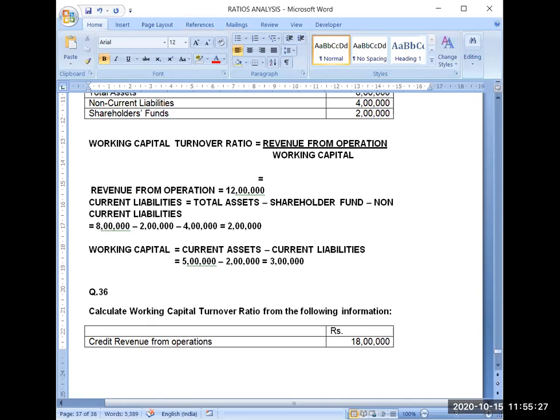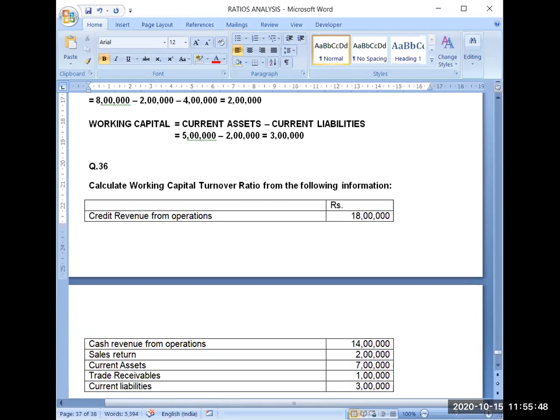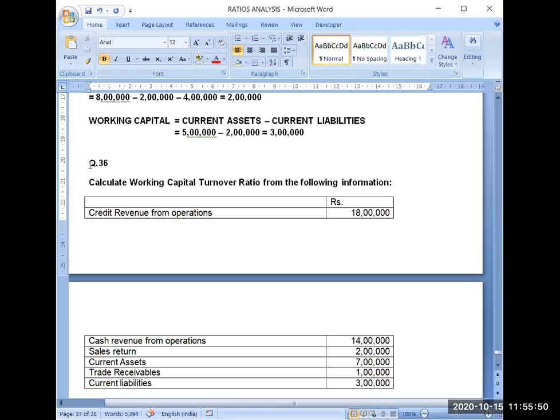Is equal to revenue from operation, which is 12 lakh, divided by working capital 3 lakh. So it will be 4 times. The answer will be 4 times. In the same manner, we will be doing the next question.